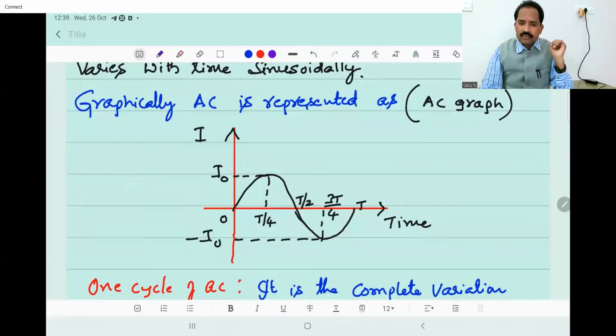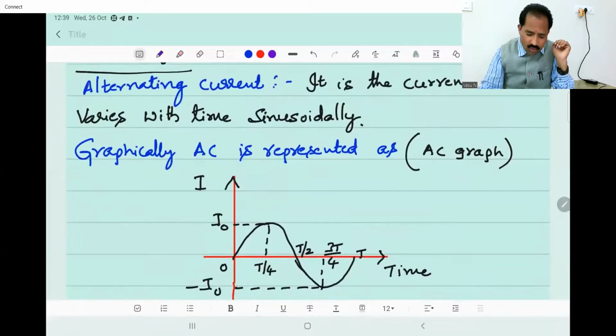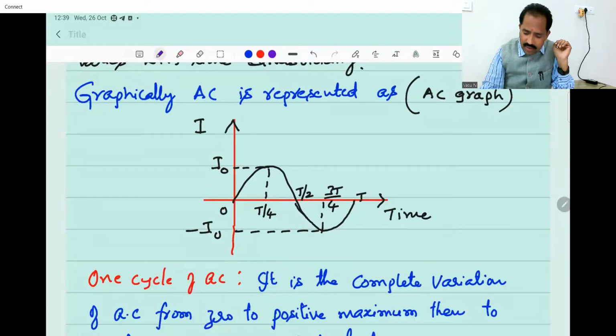It is changing. Up to T/2 seconds it is in the positive half cycle, in the positive direction, and the remaining half cycle it is in the negative direction. So it is changing periodically with the time. That kind of variation is called alternating current. Students, in the case of direct current, steady current, it looks like this. This is a representation of DC, and this is a representation of AC.